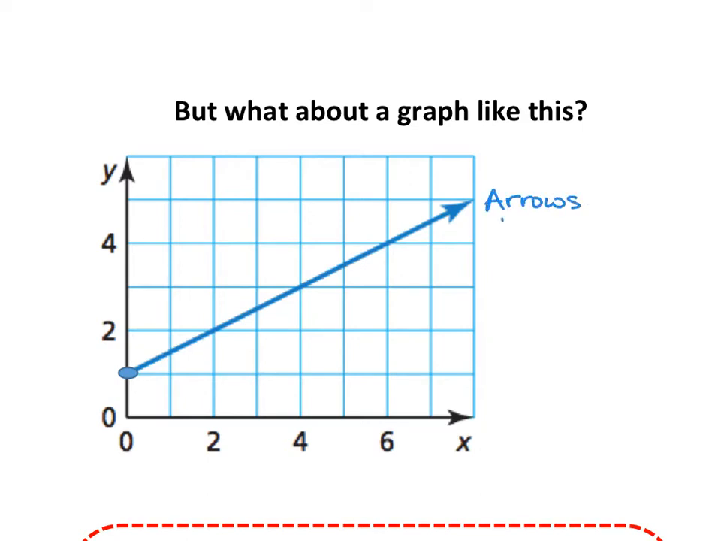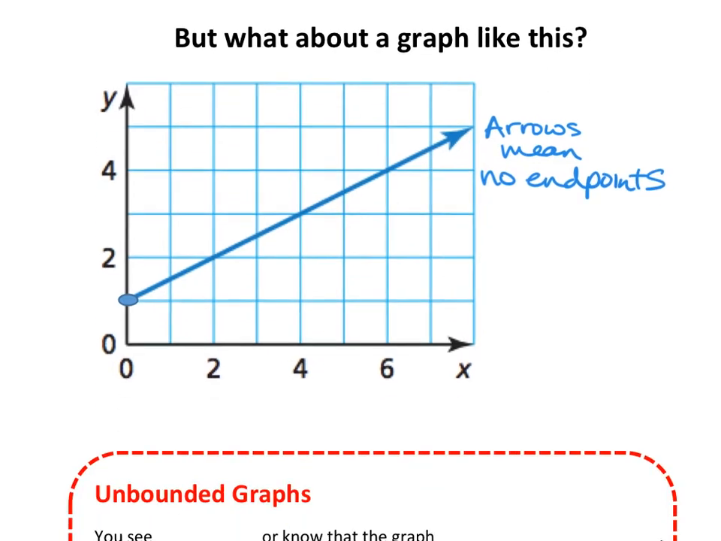Arrows mean no endpoints. It's going to continue off screen if you were to type this in Desmos, or continue off screen from what we can see that's printed on your paper. The arrows mean no endpoints, and that it keeps going and going. So we don't have an endpoint on that side, so something new and different is going to happen. We're going to describe its domain and range just a little bit differently.